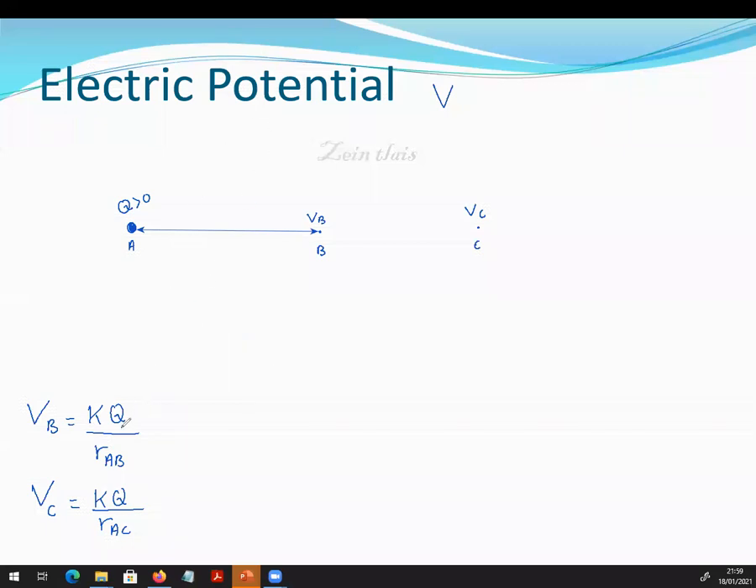It's a scalar quantity. If Q is positive, we will get a positive electric potential. If Q is negative, we will get a negative electric potential. So here, if Q is positive, V will be positive. If Q is negative, V will be negative. And you will add the summation of the electric potential like a scalar quantity. Okay.